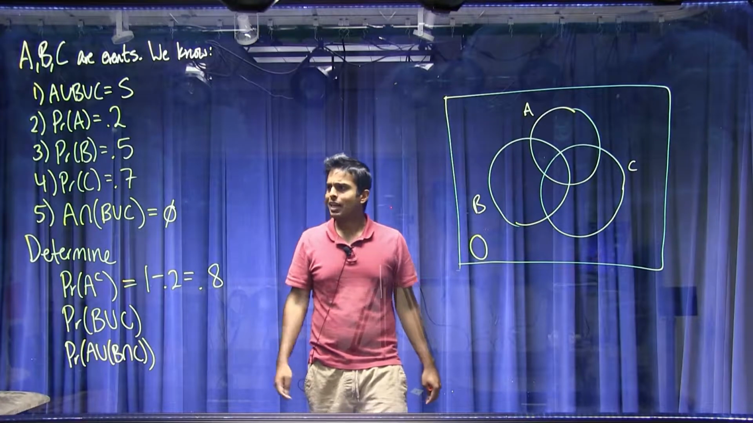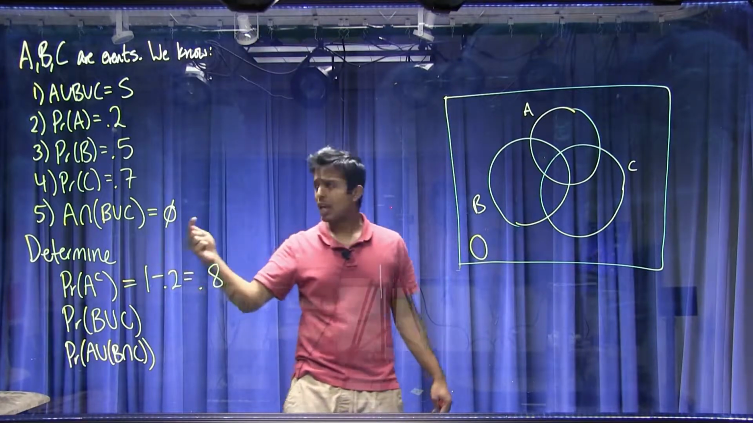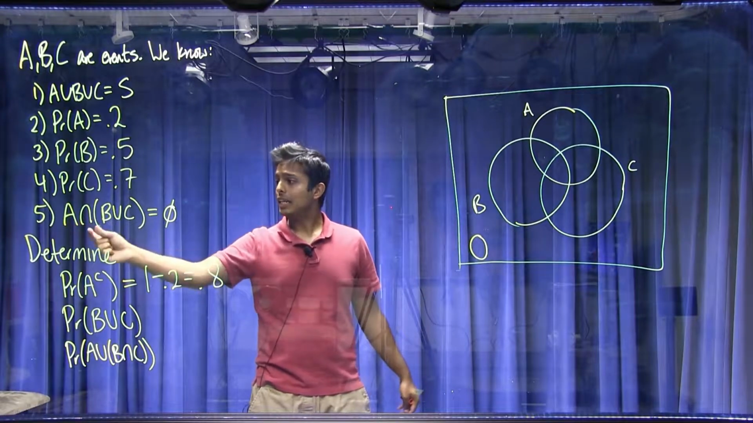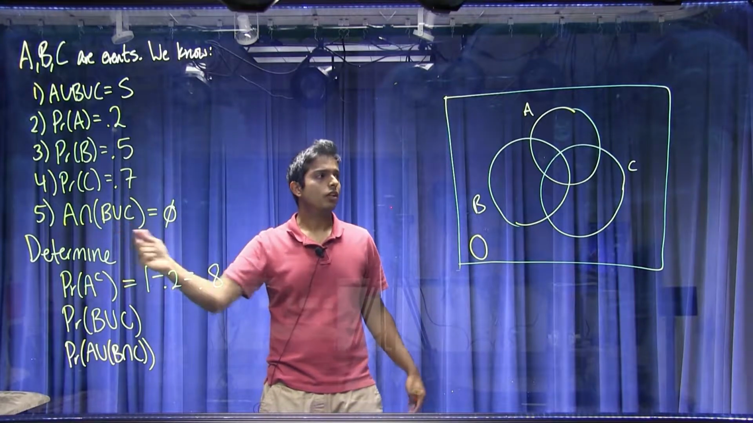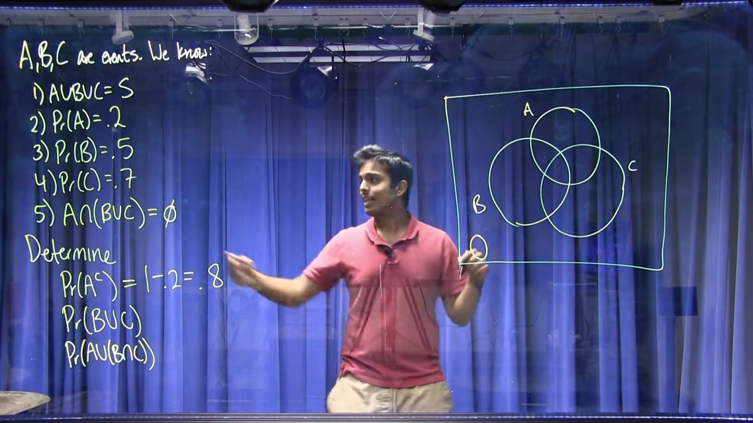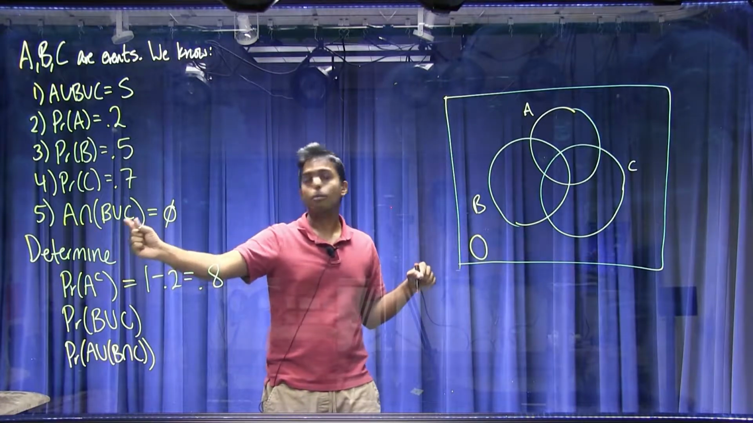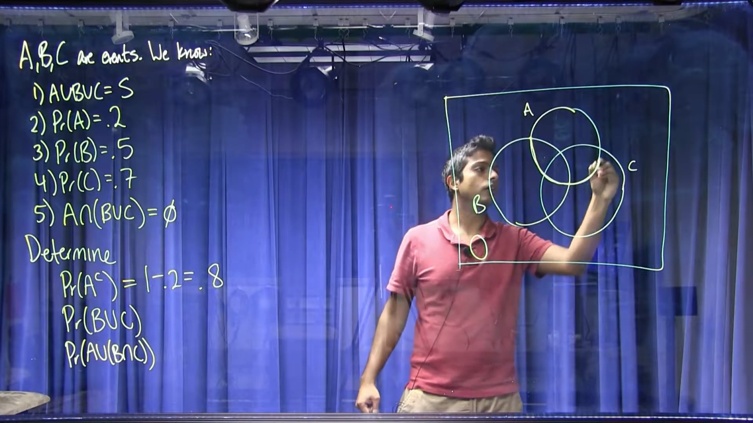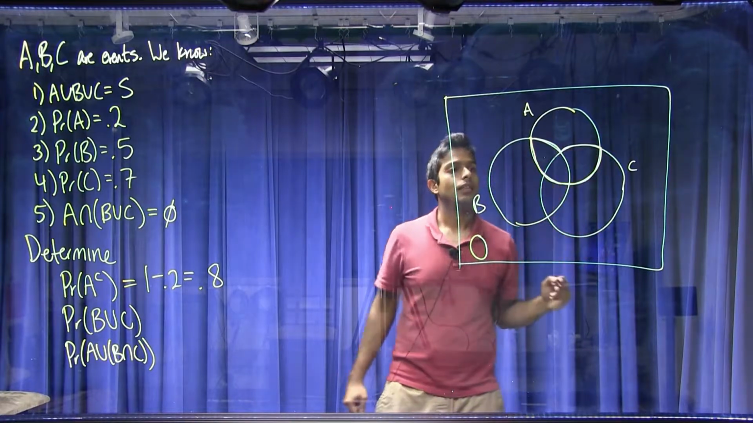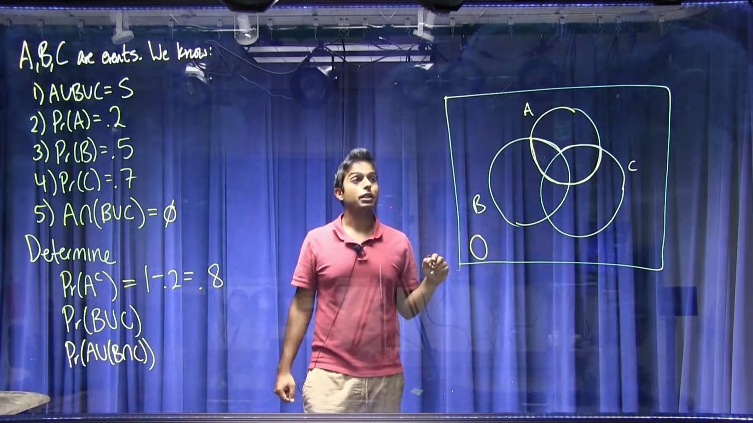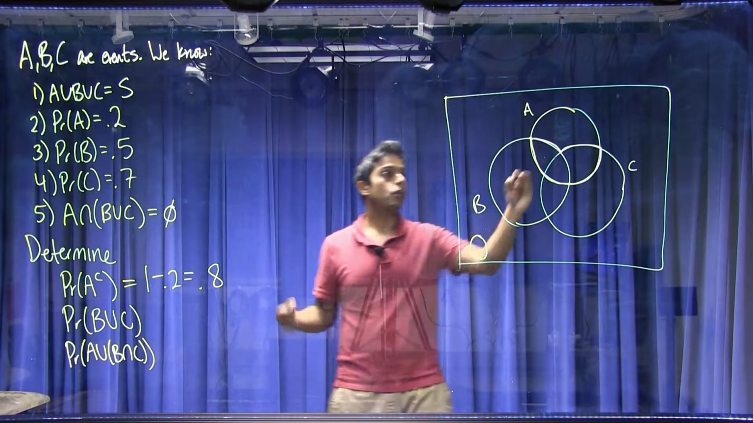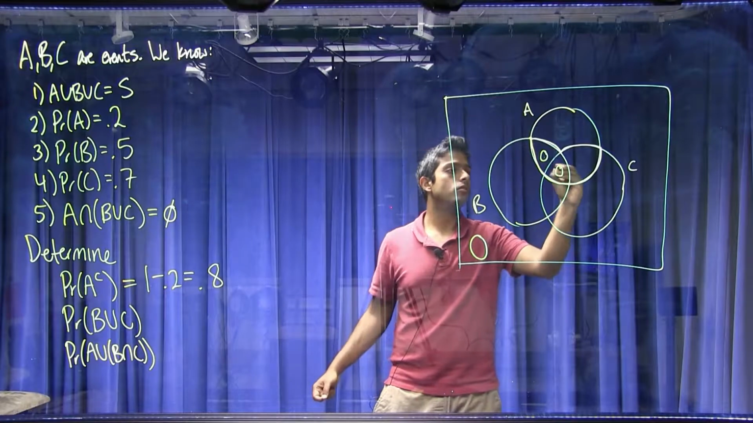Okay? And now let's look at this fifth one down here. Now we start working our way inside out. So I have A intersect B union C. So let's look at that set. It's in A, and we're also in B or C. So that is this area right here. That's A intersect B union C, and that's the empty set. So that means these 3 probabilities are also 0.